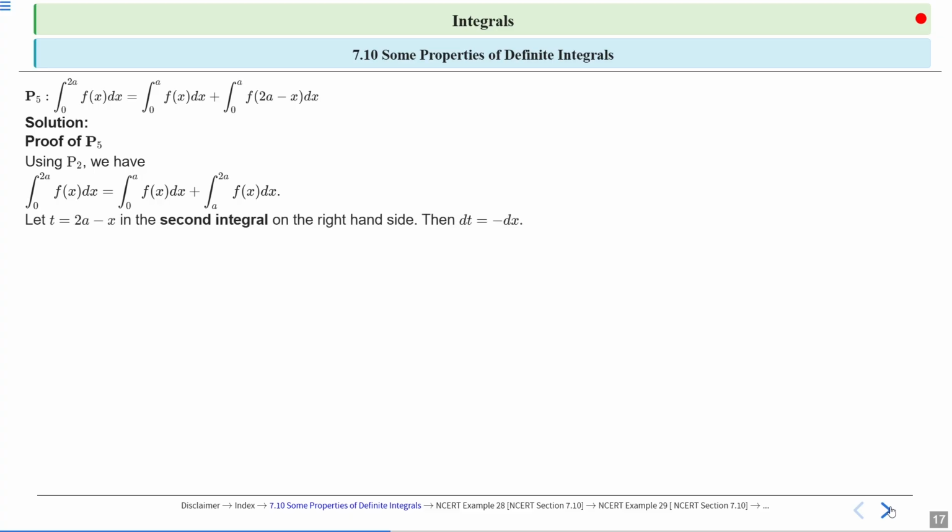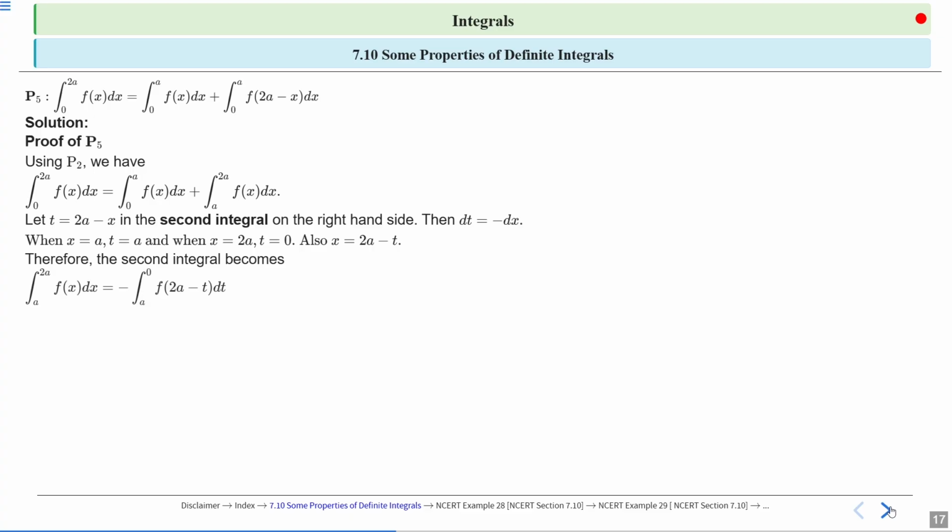Now let t be equal to 2a minus x in the second integral on the right hand side. Then dt is equal to minus dx. We just differentiate with respect to x. So we change the limits. When x is equal to a, t is equal to a, and when x is equal to 2a, t is equal to 0, and x is equal to 2a minus t. Therefore, the second integral becomes the integral from a to 2a of f(x) dx is equal to minus the integral from a to 0 of f(2a minus t) dt.